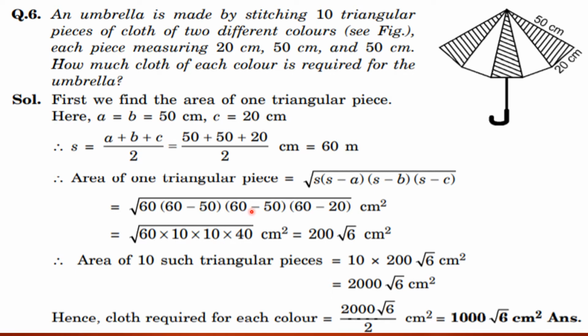Right. Into. Let us write the third factor by simplifying these two numbers. What will you get here? 60 minus 50, 10. Understood this third factor, my children? Right. Now come to the fourth factor. What do you get here? 60 minus 20, 40. This is the fourth factor. Understood this step, my children? Right. Centimeter square. Understood this step, my children?